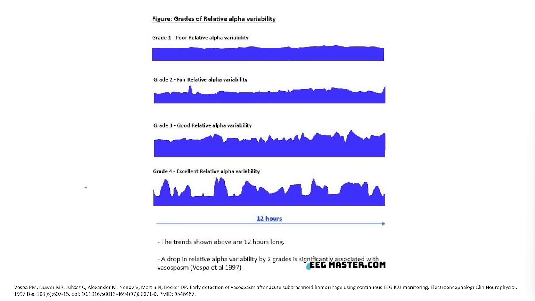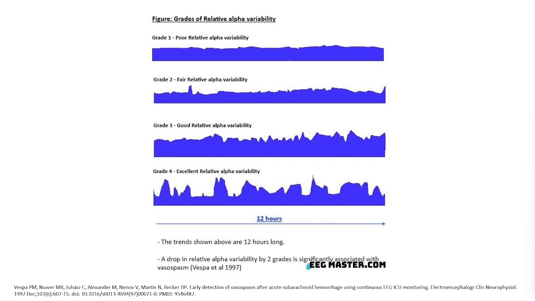In a cohort of 32 patients with subarachnoid hemorrhage, Vespa et al. reported a positive predictive value of 76% and a negative predictive value of 100% for detecting DCI using relative alpha variability. A reduction in RV preceded the diagnosis of angiographic vasospasm by an average of 2.9 days in over 50% of patients. RV detected brain dysfunction before TCD detection in over 70% of patients.